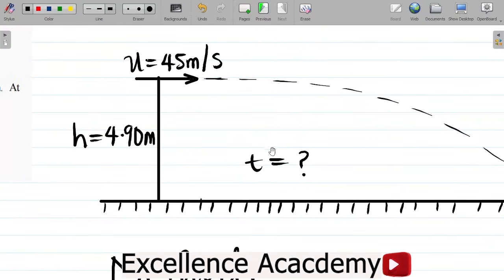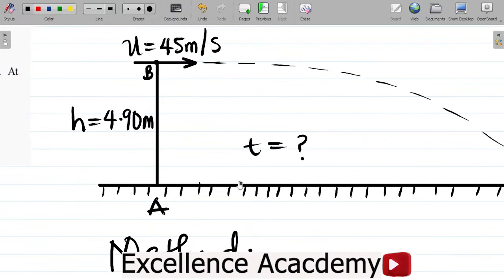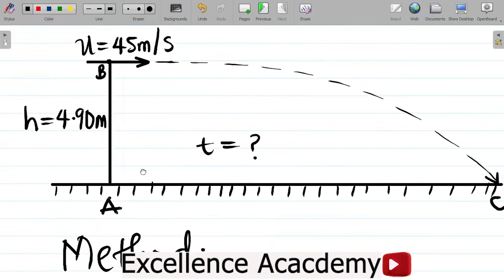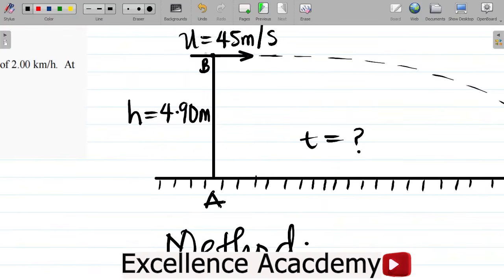For this question, we're asked to find the time it takes from this point to this point here. Let's call this point A, ground, this point B, and this point C. Basically, you're asked to find the time it takes to move from point B to point C. What you have here is literally half of a trajectory. If I trace this downward, I'll have something of this nature. This means point B is the maximum height.